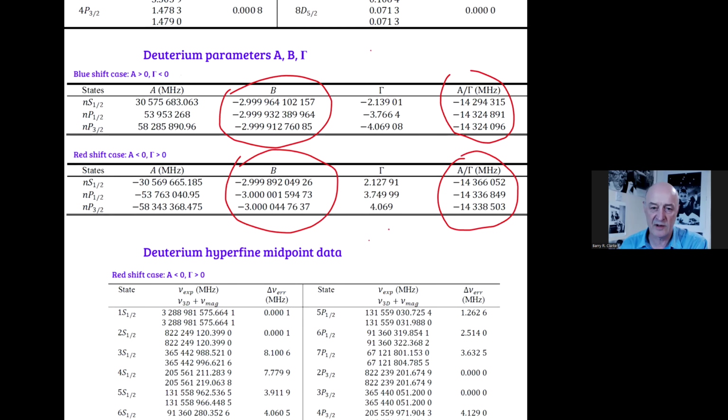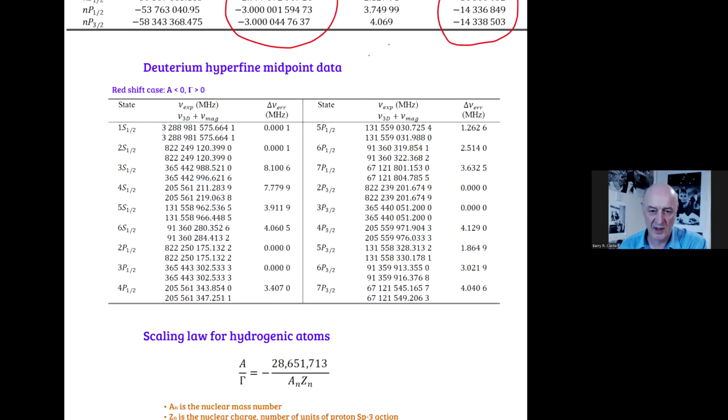Let's take a look at the deuterium midpoint data. Not so accurate here. We've got about 8 megahertz error. We've got 4 megahertz error here, 4 megahertz here. And there's probably some additional term needs adding to this. Hydrogen, you've got 1 proton. Deuterium, you've got a proton and neutron. There's probably some additional term which would take care of these errors, so that would need further investigation.